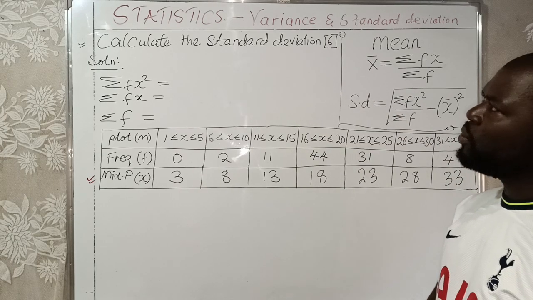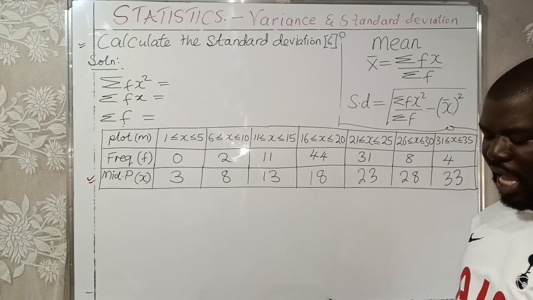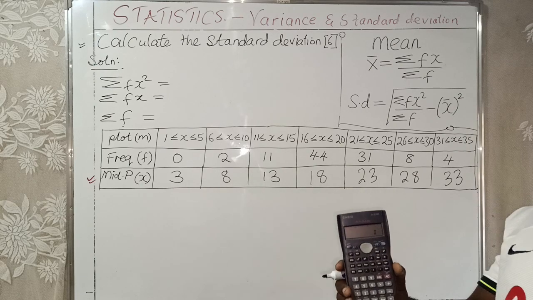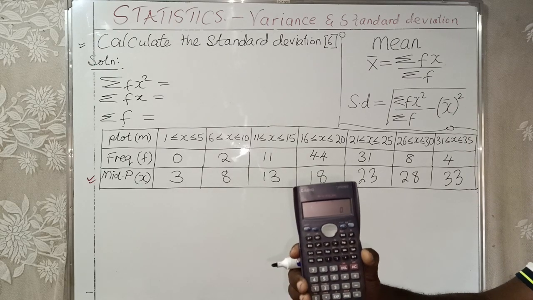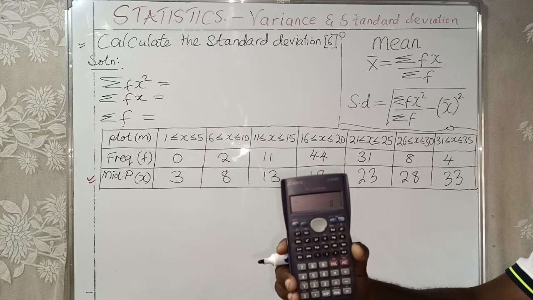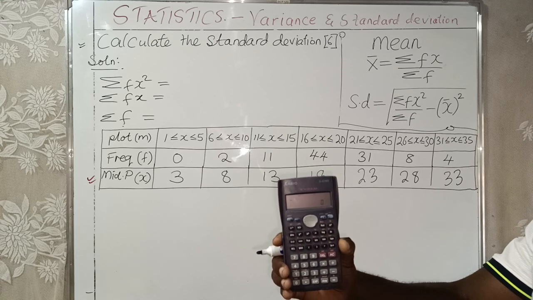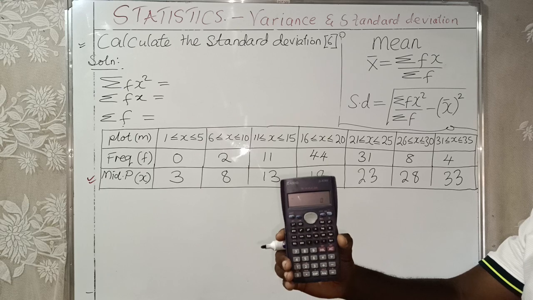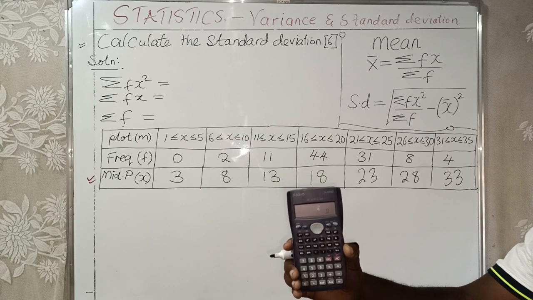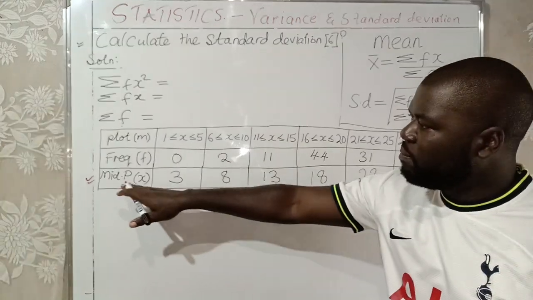Now, we want to calculate the standard deviation using our scientific calculator. So with me, I have a scientific calculator, Casio FX 82 MS. This is a simple calculator that I'll use to calculate the standard deviation, mean, and variance. So the question was brought without the midpoints.